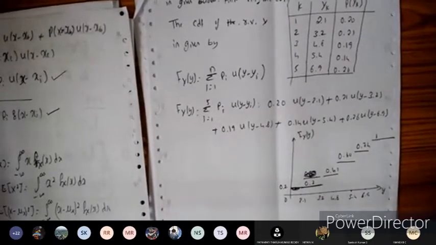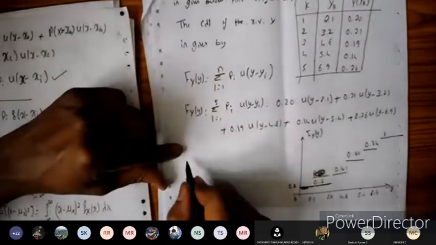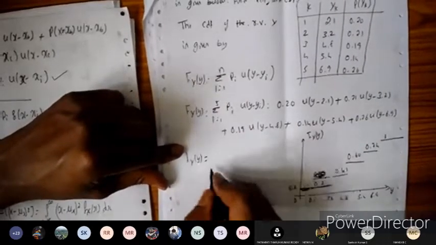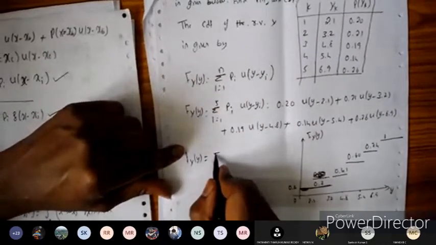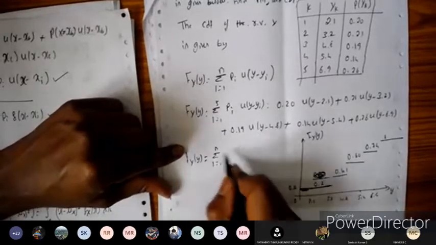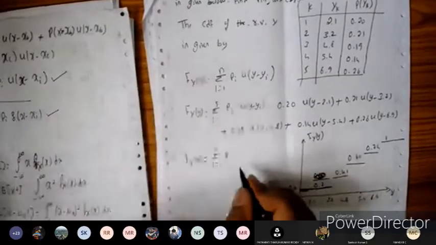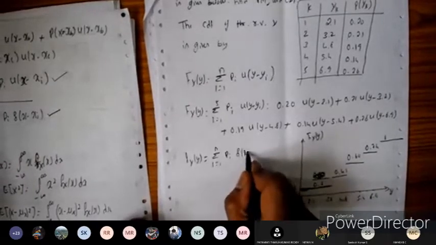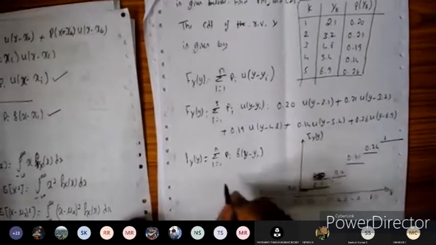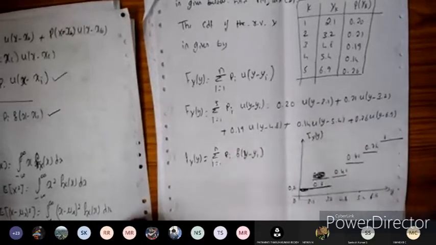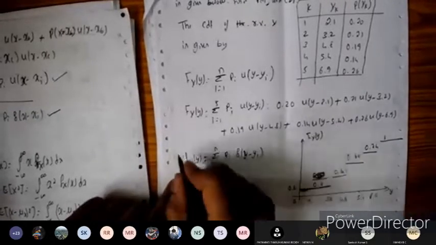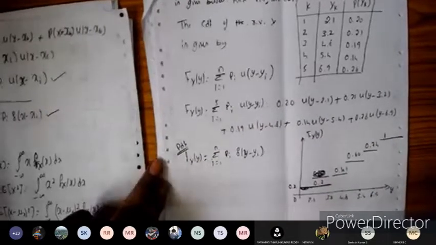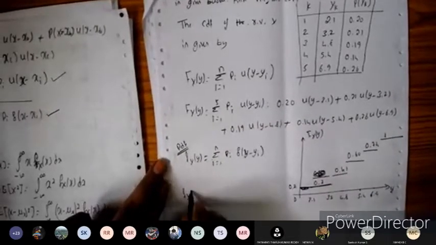Okay, so let us find out the PDF. Similarly, you can find out the PDF of y. You can take the formula: summation i equals 1 to n, pi into delta of y minus yi. That's the formula for the PDF here.